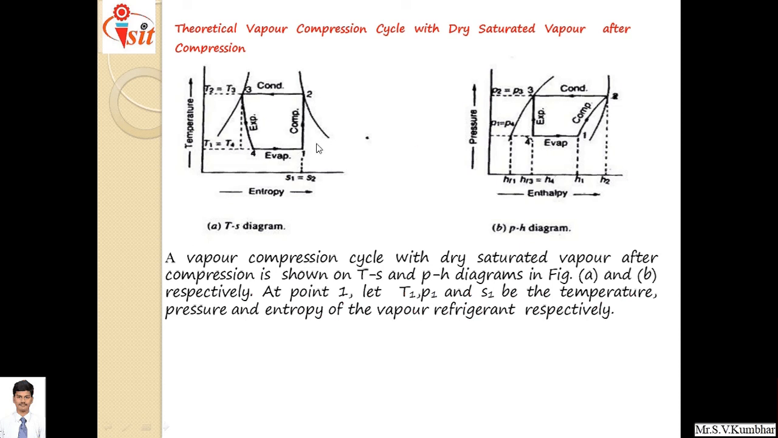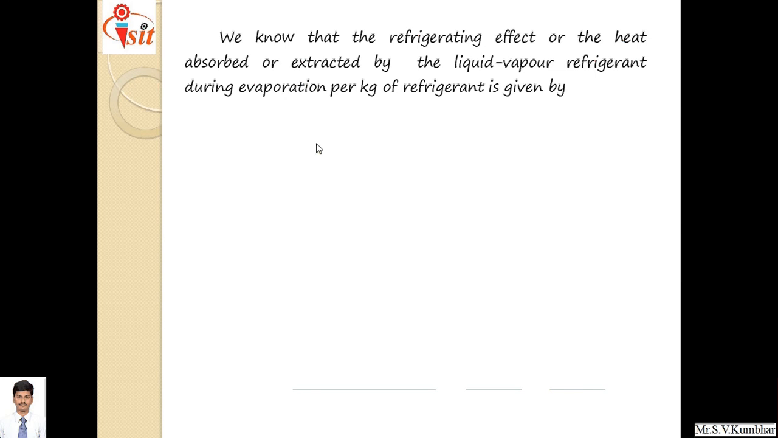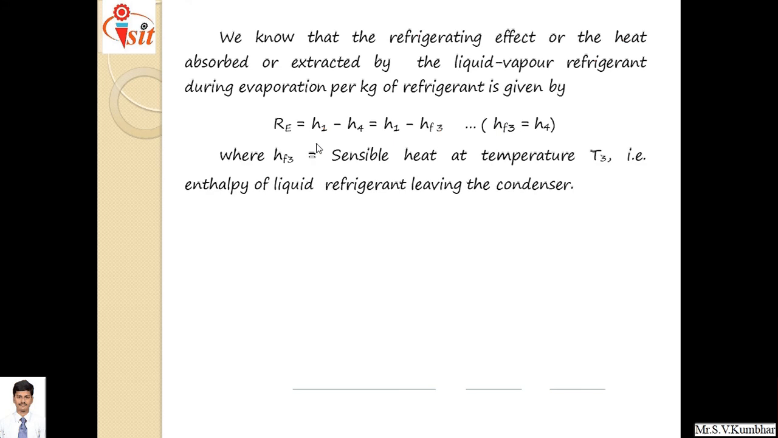Similarly here, a vapor compression cycle with dry saturated vapor after compression is shown on this pH and TS diagram. At point 1, let T1, P1 and S1 be the temperature, pressure and entropy of the refrigerant respectively. Now, we know that the refrigerating effect, or heat absorbed or extracted by the liquid vapor refrigerant during evaporation, is given as RE is equal to H1 minus H4, that is H1 minus HF3, where HF3 is the sensible heat at temperature T3, that is the enthalpy of liquid.